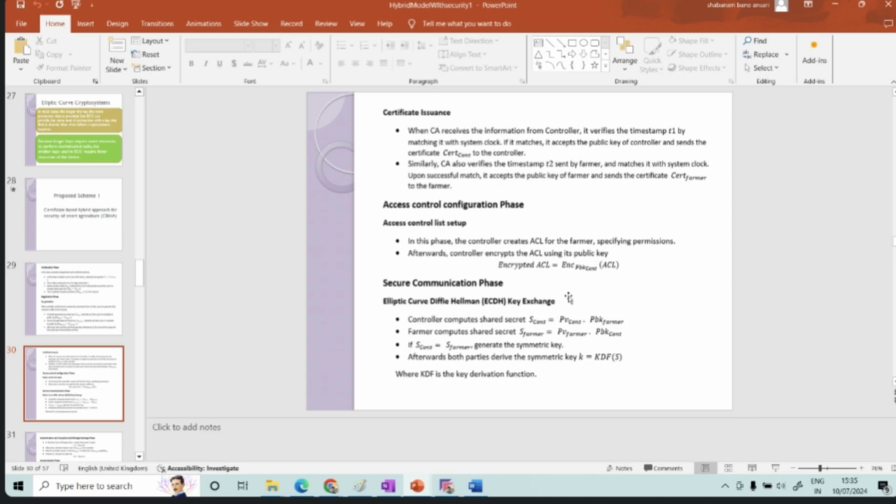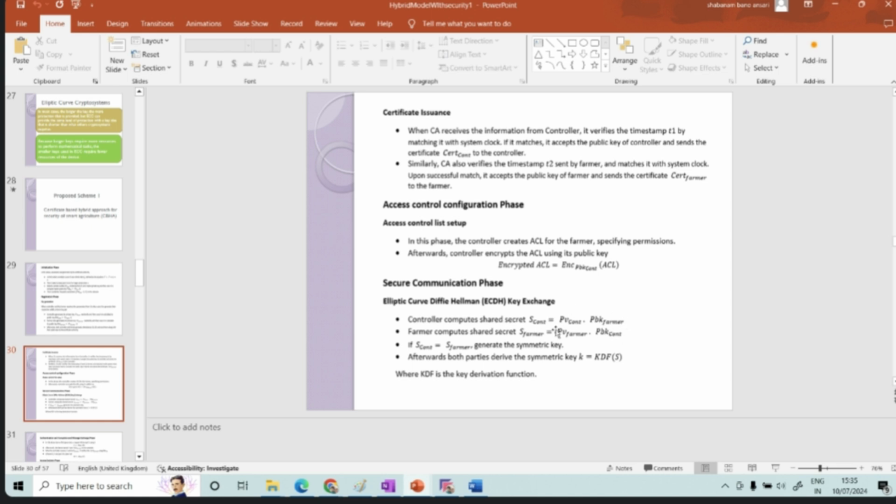Okay. Next, secure communication page. Elliptic curve Diffie-Hellman key exchange algorithm. Here, the controller computes the shared secret S cont equal to pvcont.pbk farmer. What does it use? The controller uses his private key and multiplies with the public key of the farmer, and that is the shared secret.